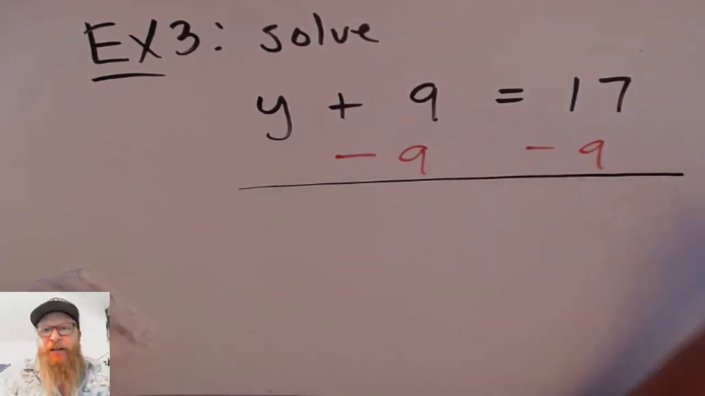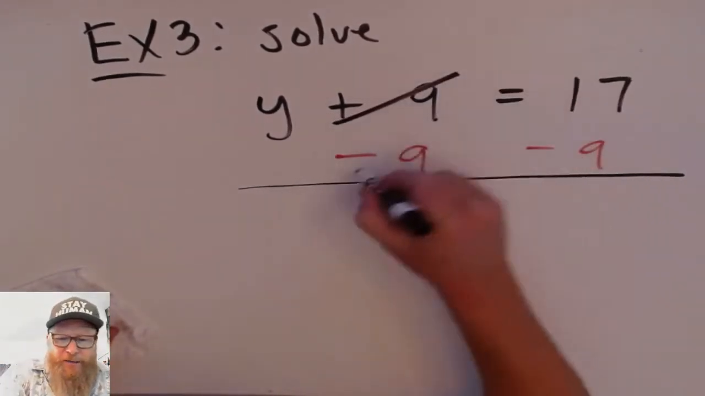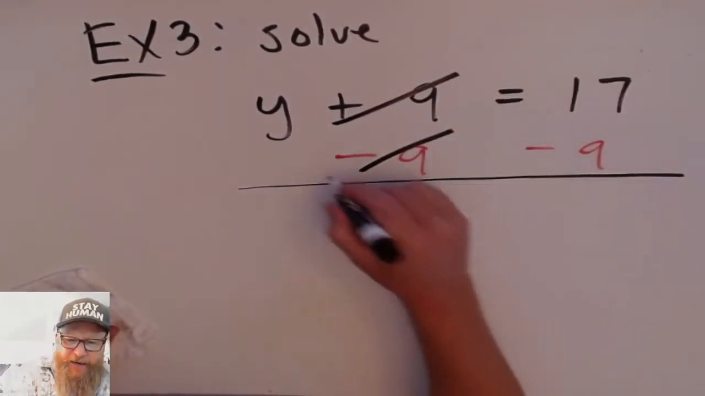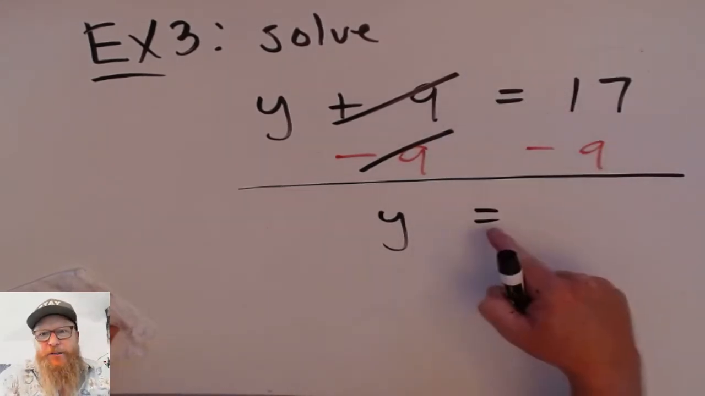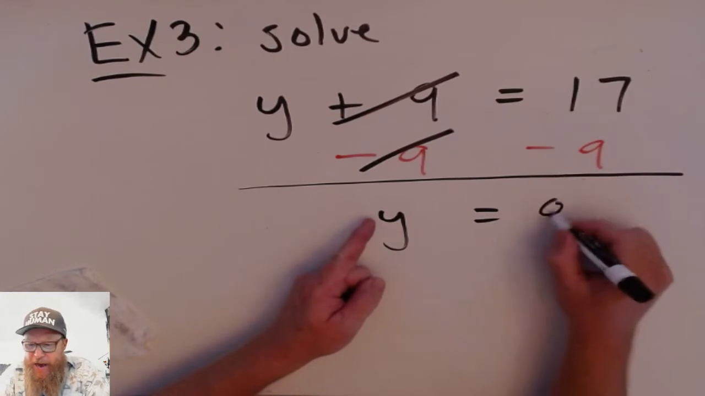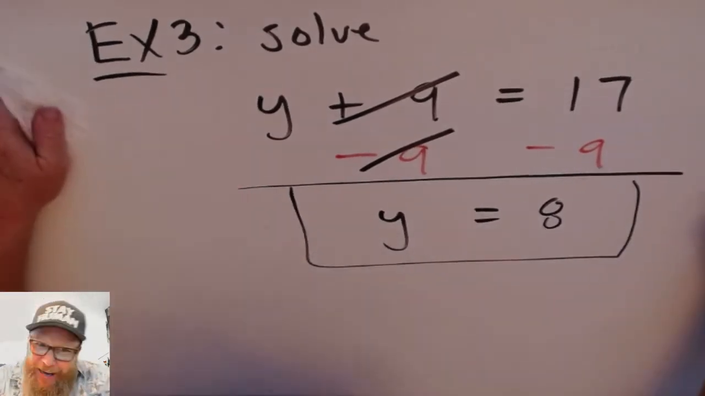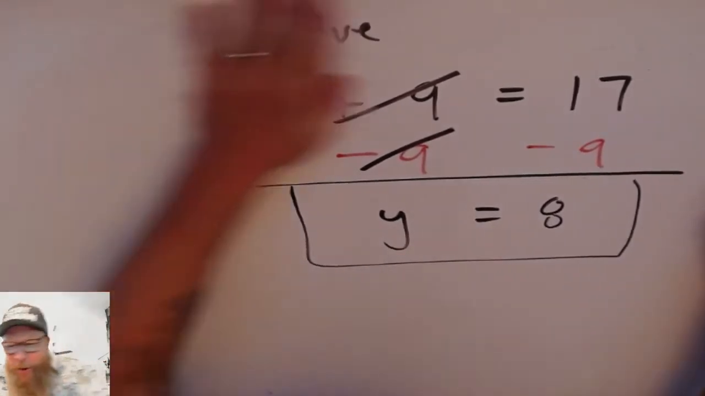We typically draw a line here just to keep track of our steps. We cross off the 9s and the negative 9s. We bring our equal sign down. We usually scoot our variable over, and then we do the math. So 17 minus 9 is 8. Okay. So that is the subtraction property of addition. The subtraction property of equality.